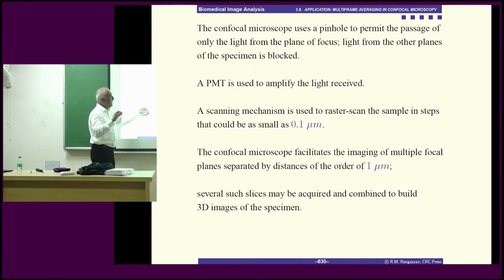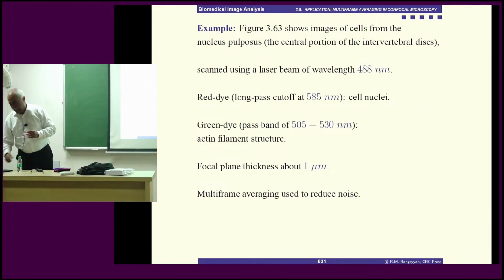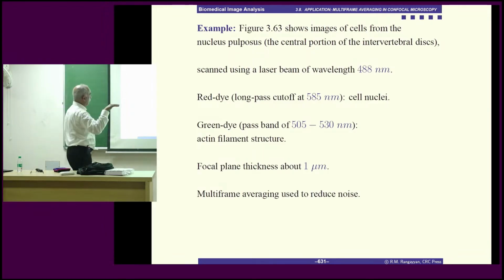The distance also matters. The separation between the planes could be of the order of 1 micrometer. And it is possible to assemble them to get 3D, but I didn't see any 3D examples. What I got is just one plane at a time.